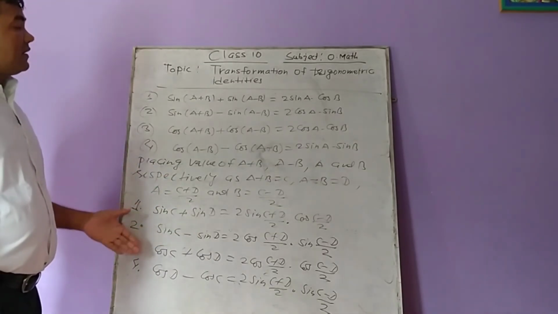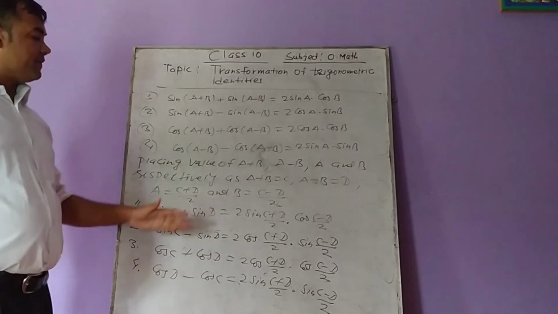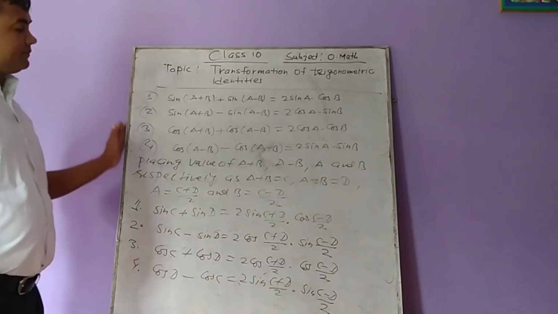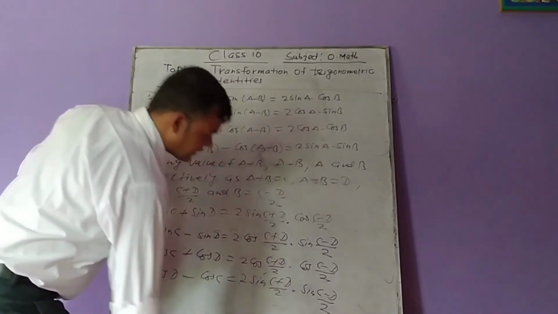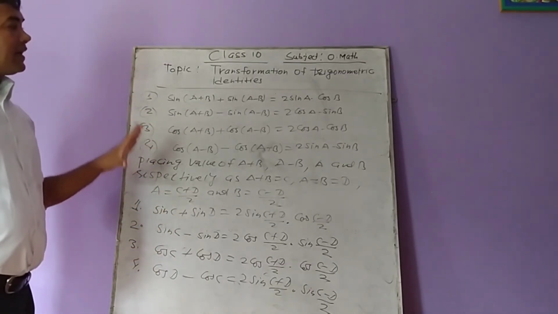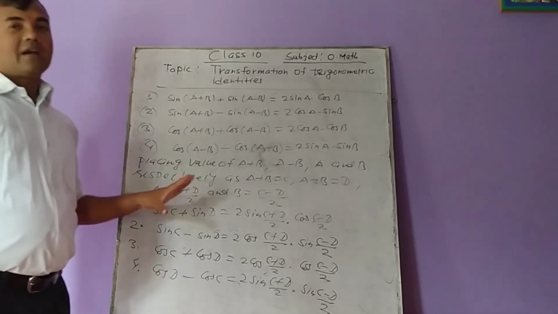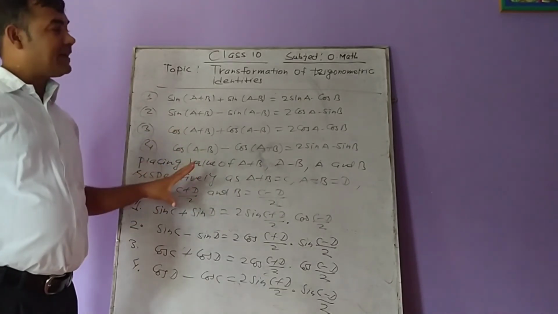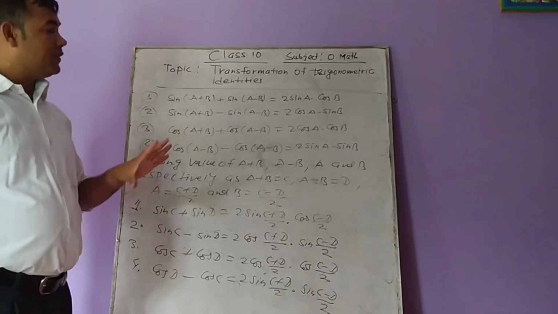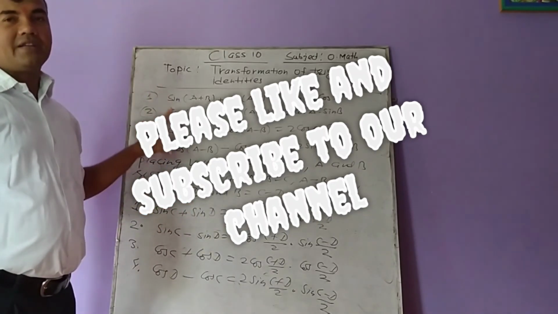It is nothing but replacing the value of A plus B, A minus B, A and B in form of C and D, which I have already explained. So my dear students, I hope you have got this all explanation. In the next video, I will again explain the challenging problems of multiple angle, submultiple angle and transformation of trigonometric identities, and according to your comments, I will improve the quality of video as well as the style of my teaching. Thank you very much.